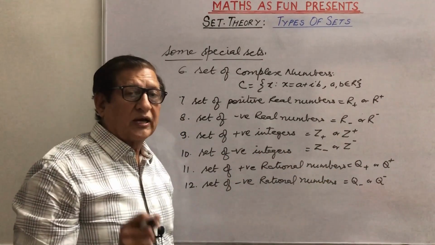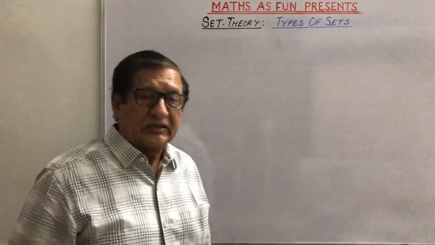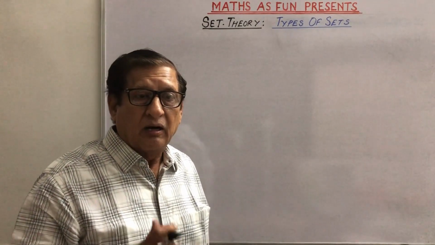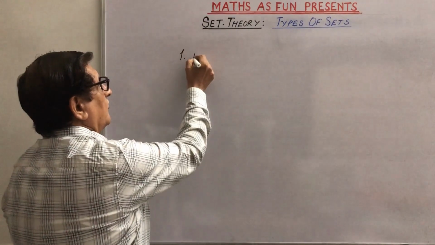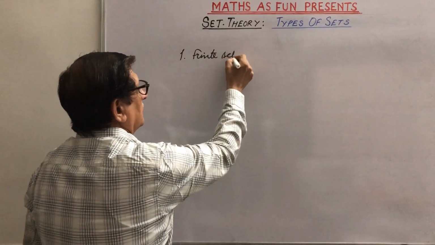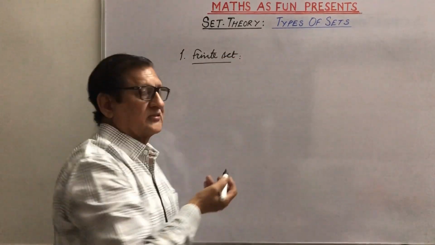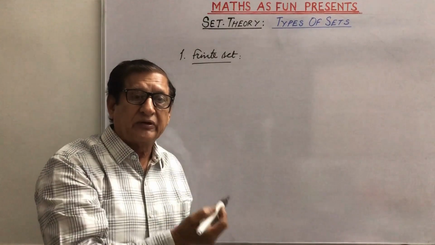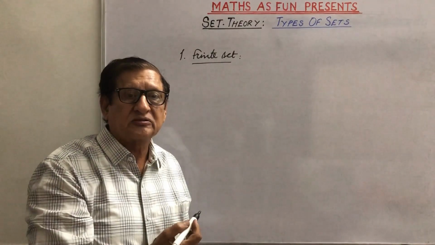Now we'll learn about types of sets. The types of sets according to the number of elements in them are: number one, finite set. What is a finite set? The name itself tells. It has a definite number of elements.